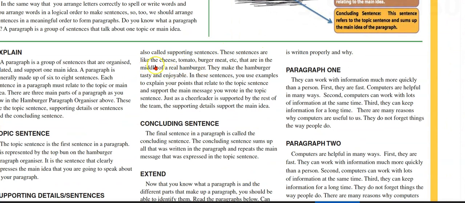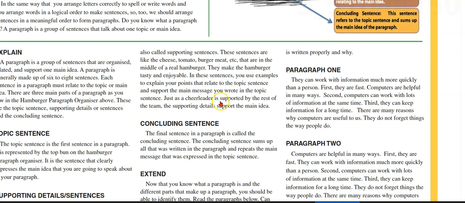These sentences are like the cheese, tomato, burger meat, etc. that are in the middle of a real hamburger. They make the hamburger tasty and enjoyable. In these sentences, you use examples to explain your points that relate to the topic sentence and support the main message you wrote in the topic sentence.